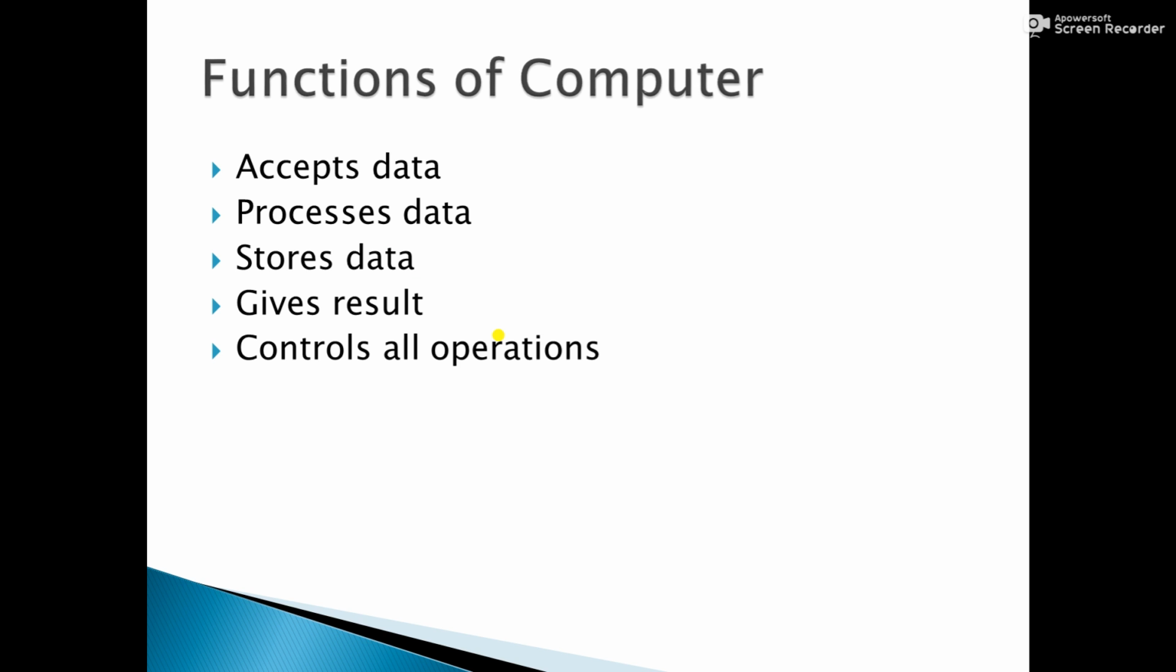Now we are going to see what functions a computer performs irrespective of its size. It performs 5 major functions. It accepts data or instructions from the user with the help of input devices like keyboard, mouse, and scanner. It processes data as per the user's requirement. It stores data. It gives results through the output devices like monitor, printer, etc. It controls all the operations inside the computer.